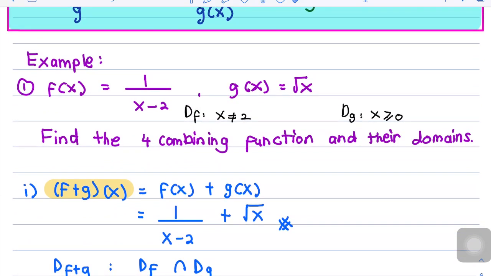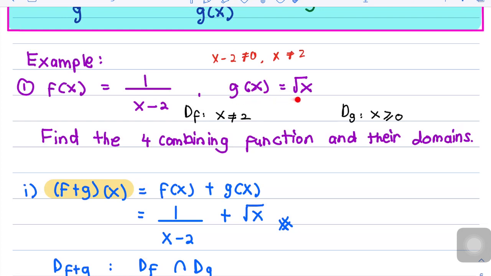Okay, example 1, let's say given the function f(x) is 1 over x minus 2 and the function g(x) is square root of x. Okay, let's say you find the domain first. The domain for the function f, this is the rational function. So denominator cannot be 0. So x minus 2 cannot be 0. So your x cannot be 2. So you have x cannot be 2 as your domain for the function f.